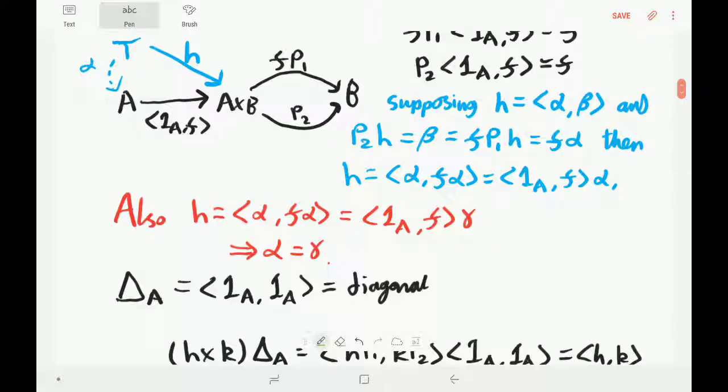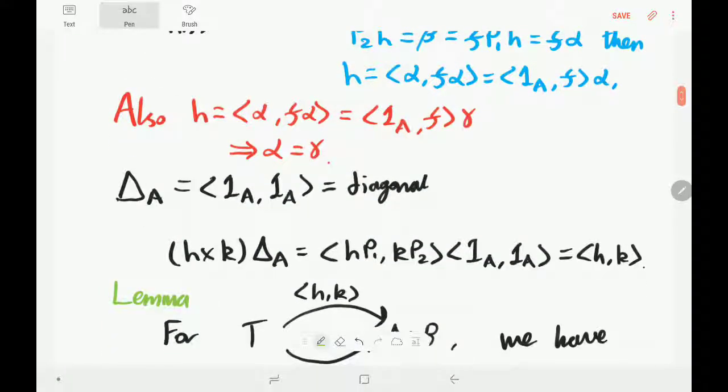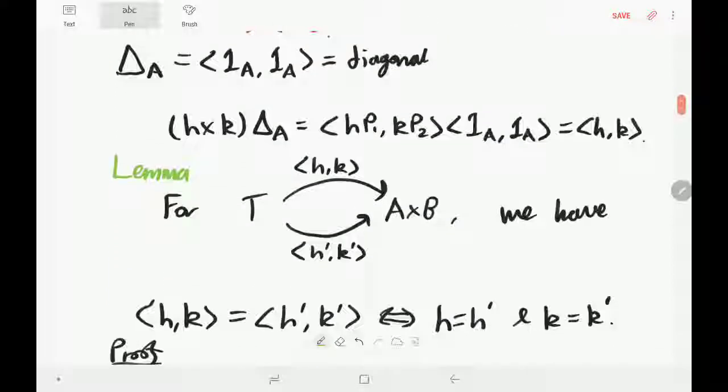The second thing, another important notion, is the idea of a diagonal. So the diagonal delta a is just 1a comma 1a, and we're asked to show that h times k after the diagonal is h comma k, and we just get that by writing things in the angle bracket notation and calculating it out.